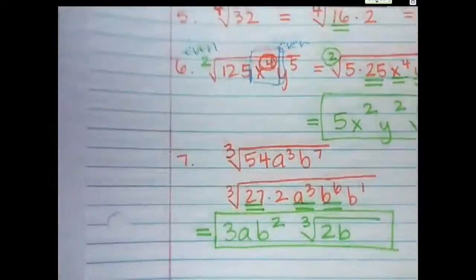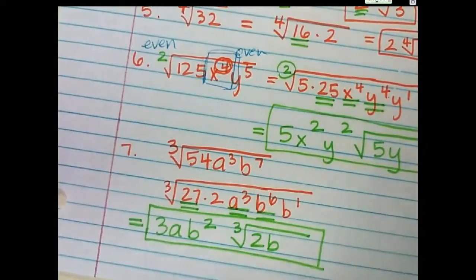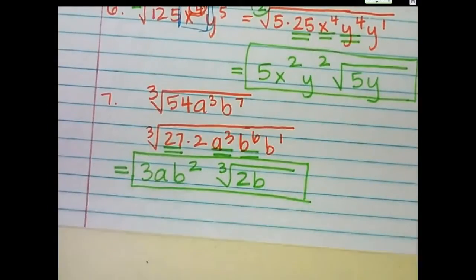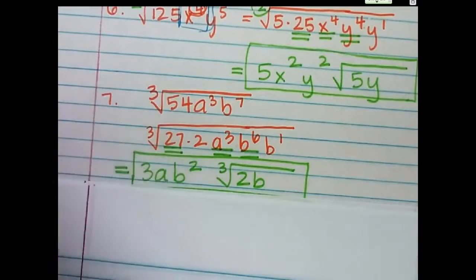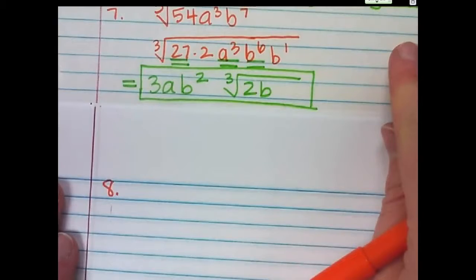Let's do one more simplifying one, and then we'll do some adding and subtracting. Oh. It's not bad. Okay, is everyone at number 7? Number 8.